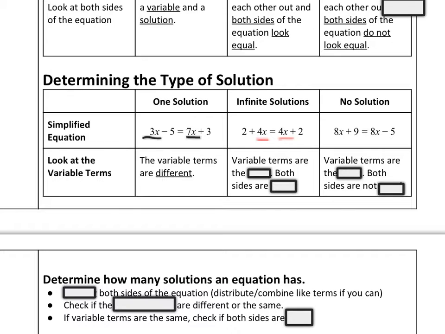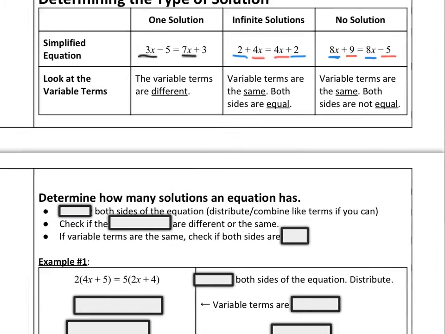Looking at the variable terms over here, 4x and 4x, we can see that variable terms are the same. We also can see that both sides, the 2 and the 2, are also the same. So both sides are equal. 2 plus 4x is the same as 4x plus 2. That's always going to be true. Infinite solutions. Lastly, the variable terms 8x and 8x are the same, so the variable terms are the same for no solution, but the constant terms, the terms without a variable, 9 and -5, are not the same, so both sides are not equal.